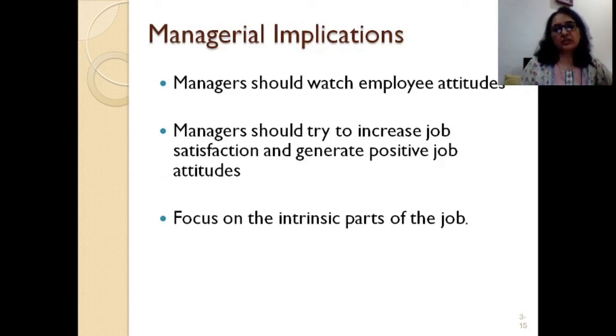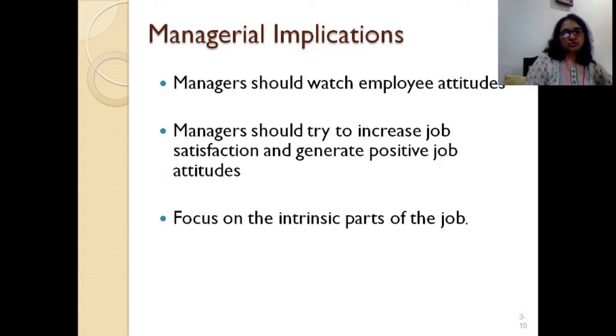So, these are the managerial implications. Managers should look out for signs of employee attitudes, because they give signals to potential problems. They should look at how the employees are behaving in their work, how satisfied they are in their work, and how committed they are with their work. So these all indicate an outcome.